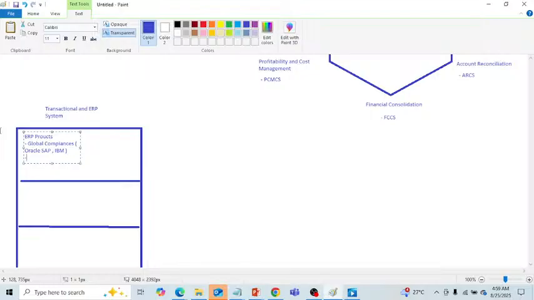In this section we also have some localized ERP systems, that is Tally, QuickBooks, and NetSuite. So these are the systems that we have.